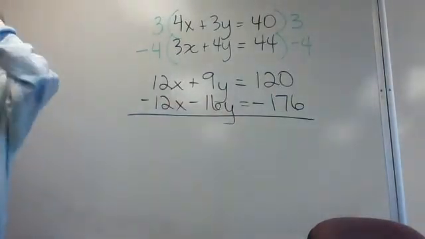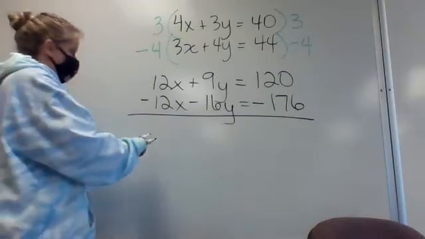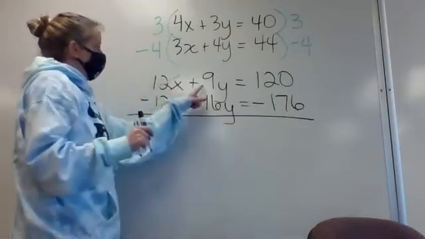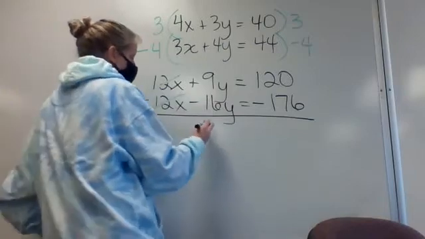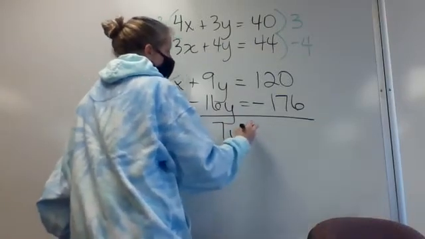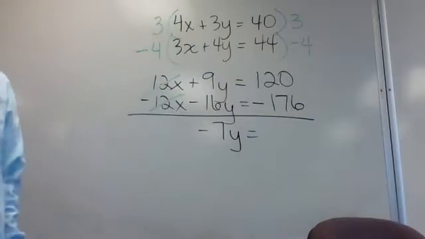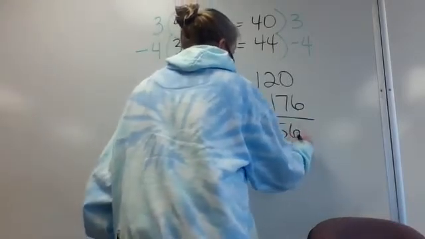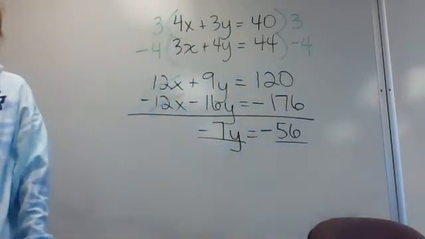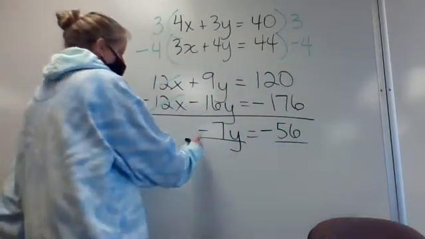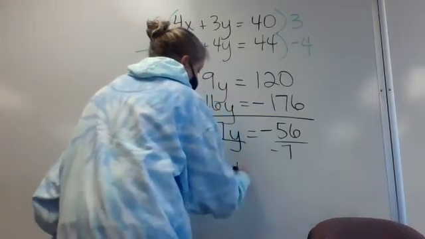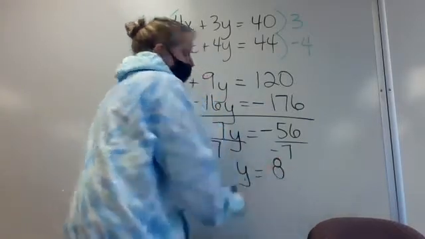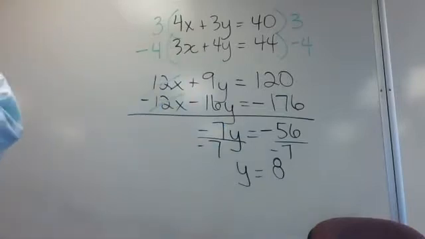because my x's will cancel and I will just have an unknown y. So positive 9 and negative 16 gives me negative 7y equals 120 minus 176, which is negative 56. So now I can solve for y by dividing both sides by negative 7. So y equals positive 8.